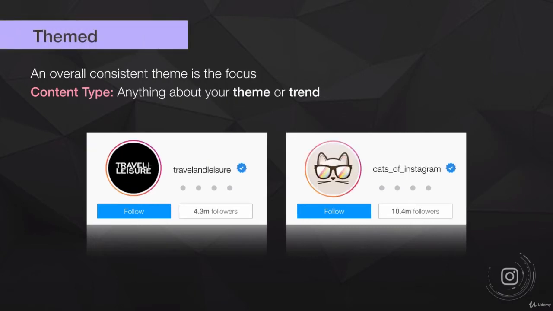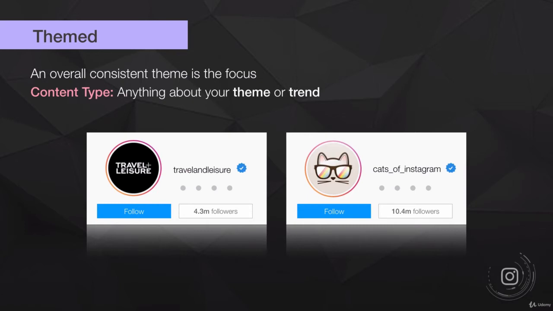The third type of account is a themed account. So an overall consistent theme is the focus. So the content type, again, is going to be consistent with that. It's going to be either in a theme or a trend. So here are a couple of examples of that. One is travel and leisure. So travel and leisure could be an Instagram that is themed around just travel and themed around holidays and destinations that people want to go. It's not specifically a business, it's not specifically a personal account, but it's actually around a theme that people like. So such as holidaying or traveling.